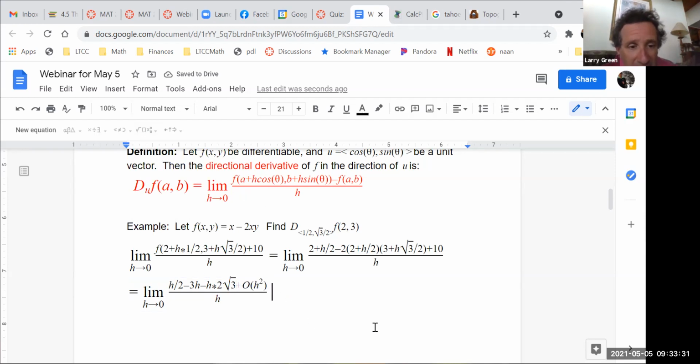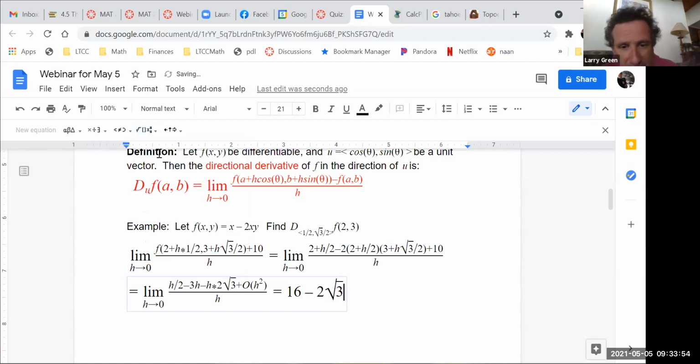And the idea when h goes to 0 now, the O of h squared goes away, all the h's go away, and you just get a half minus a third, which is a sixth, and then minus 2 root 3. If I did everything in my head right. Okay, notice it's a number, and that's it. I forgot the over.